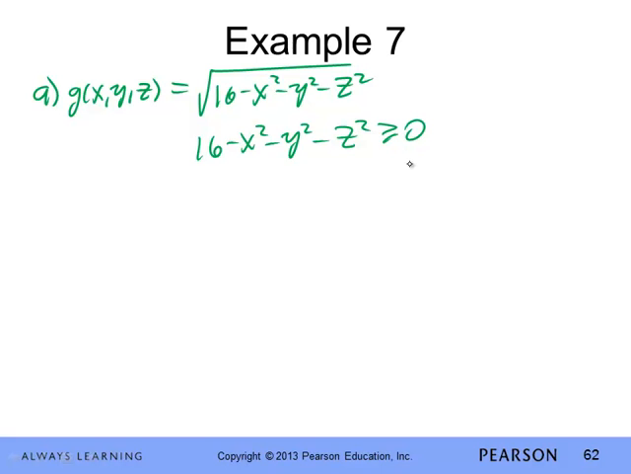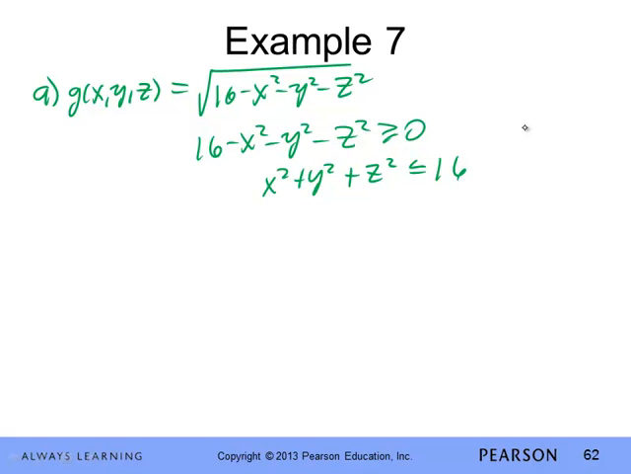And as a matter of fact, if you add the x squared plus y squared plus z squared over to the right hand side, you have x squared plus y squared plus z squared less than or equal to 16. And folks, what we're talking about here is a sphere, a solid sphere of radius 4 centered at the origin. That would be the domain for this 3 variable function.